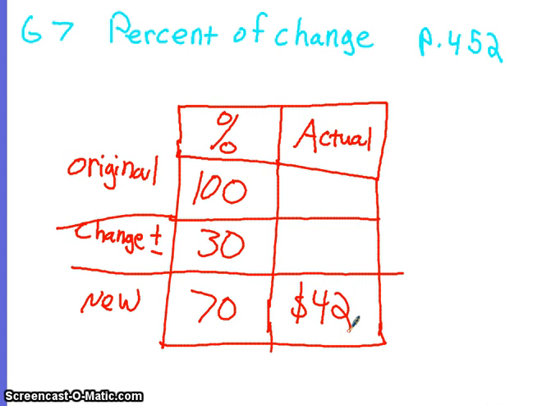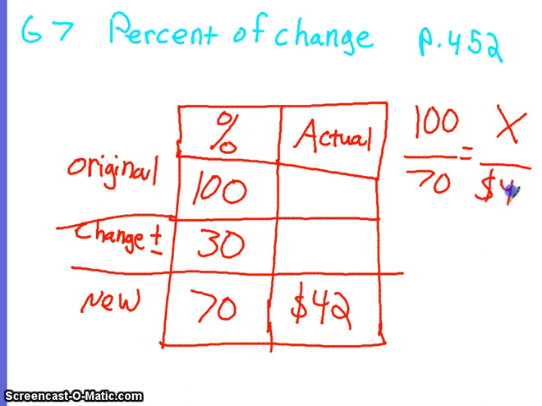How much did that dress cost originally? You do 100 over 70. This is set up just like those other problems that we've done. These are no different except for now we're dealing with percents. So if 100 over 70 equals whatever variable you want it to be, so x over 42, because that's the only bit of actual information we know.